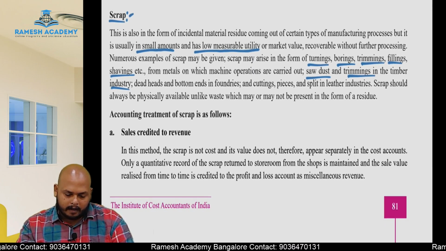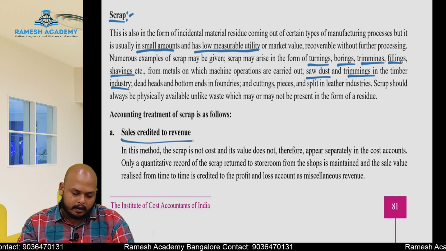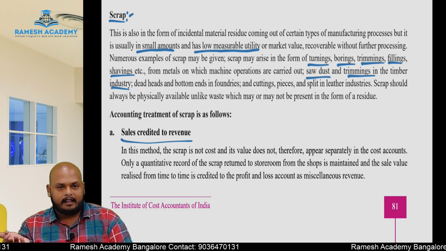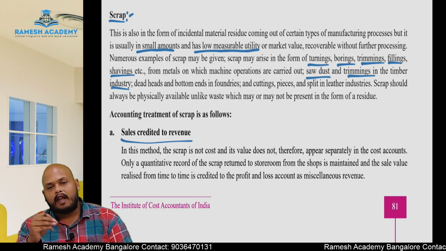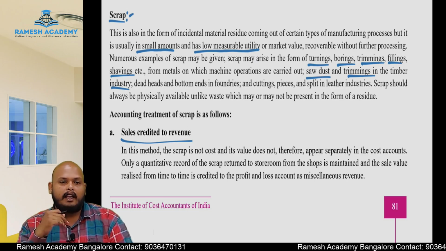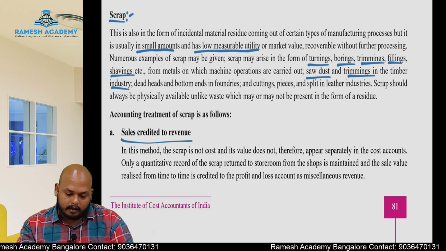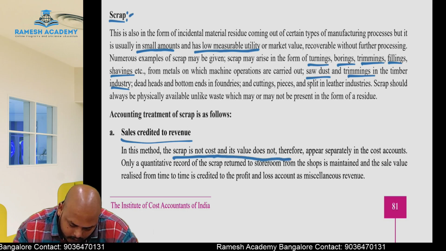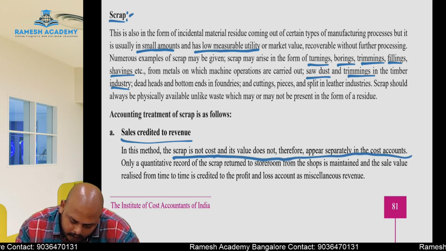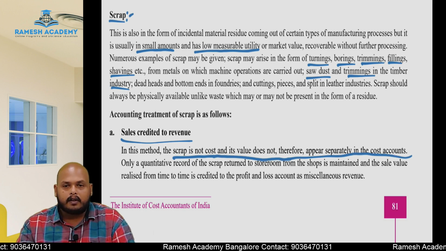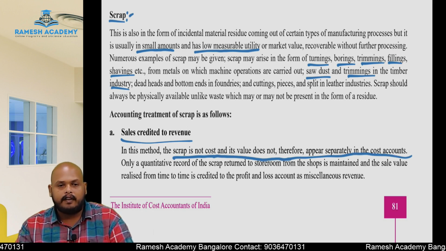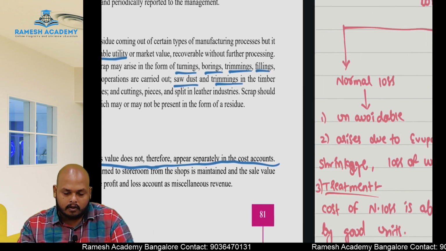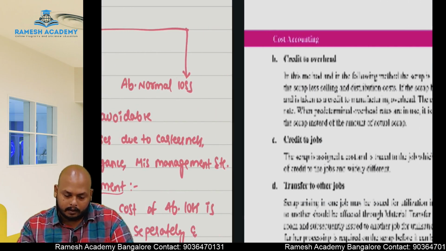So what is the accounting treatment of scrap, Nana? Sales credited to the revenue. Sales credited to the revenue is nothing but whatever scrap we are selling, we will get a certain amount. That amount we have to take and add to the main value. In this method, scrap is not a cost and its value does not appear separately in the cost accounts, Nana. Only a quantitative record of the scrap is kept; whatever amount we realize from the scrap, we just take and add to the main value, Nana. So this is the accounting treatment of scrap, Nana.